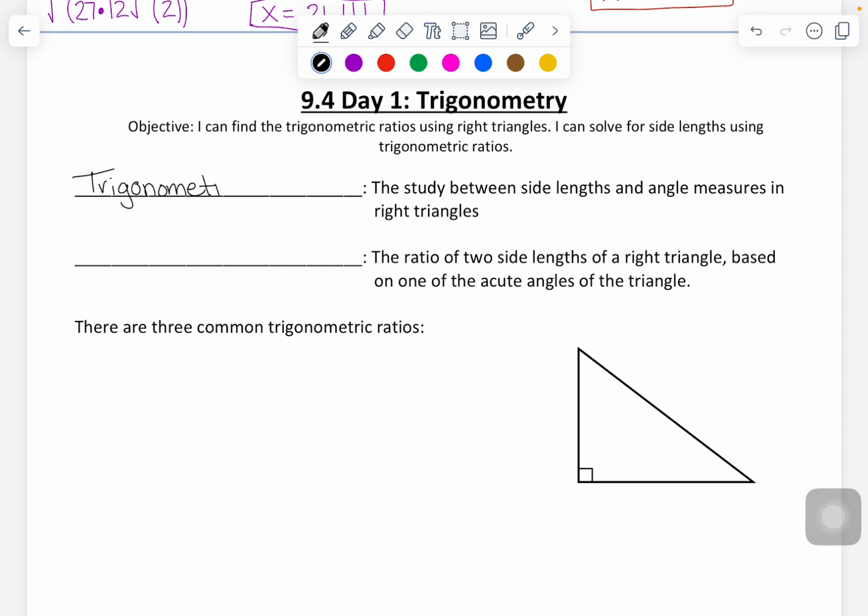So trigonometry, by definition, is the study of the relationship between side lengths and angle measures in a right triangle. So I'm just going to emphasize that it must be a right triangle. If it's not a right triangle, you can't do trigonometry with it. At least not the type of trig you're going to learn yet. Now, when we're working with trigonometry, the basic building blocks of this branch of mathematics are what are known as the trigonometric ratios. And if you prefer, we can just straight up call them trig ratios.